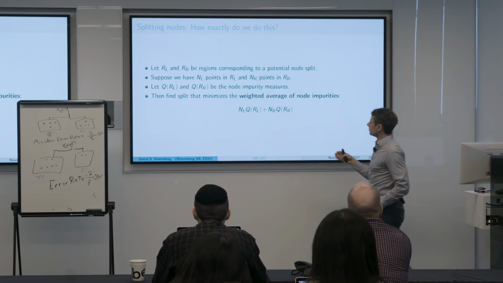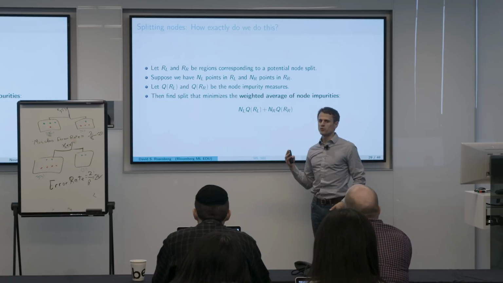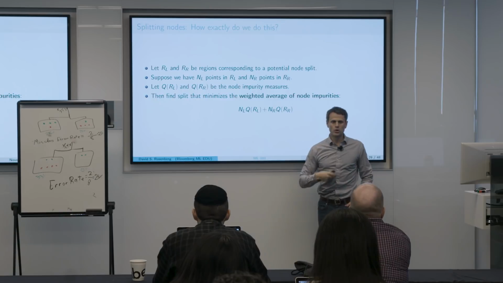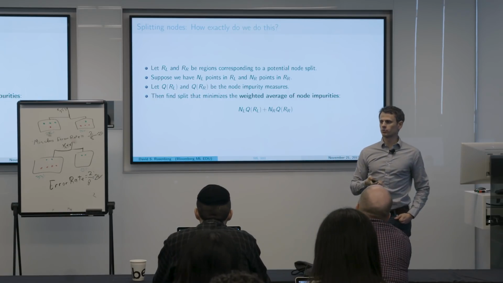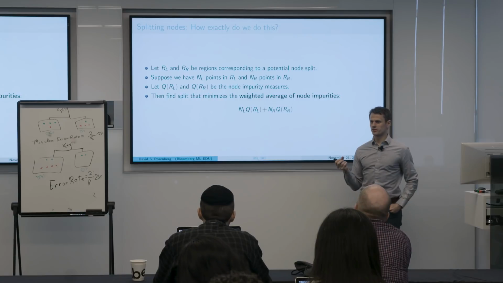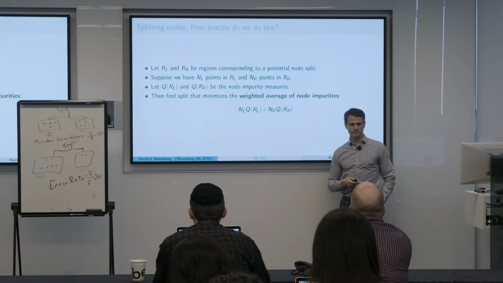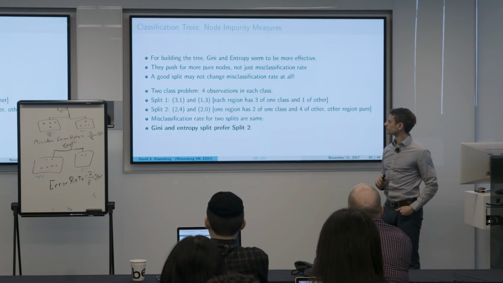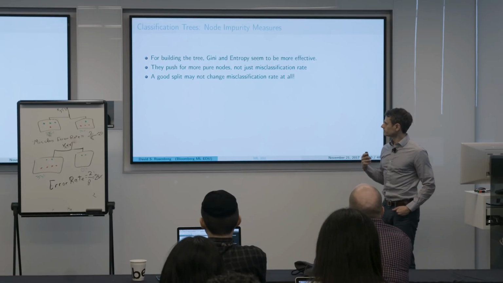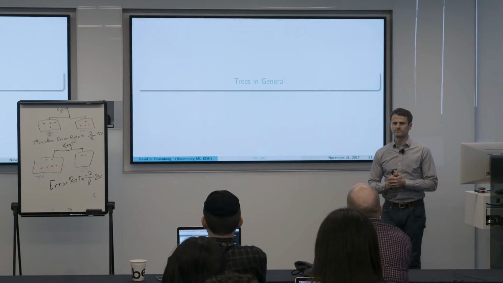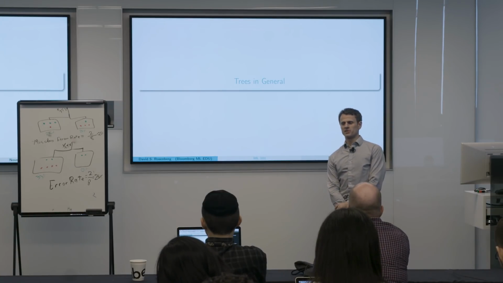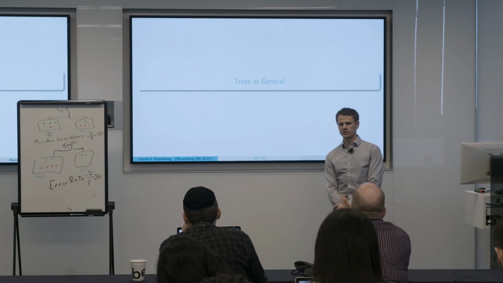Exactly the same as regression, but with a different quality measure. Rather than square loss in each of the 2 regions, we look at this node impurity measure. And empirically, this seems to work much better than using misclassification directly to do the split. All right. Okay. Any questions? So I'm going to finish the tree discussion with some general comments on trees and what's interesting about them and that sort of thing. But any questions on the specifics?